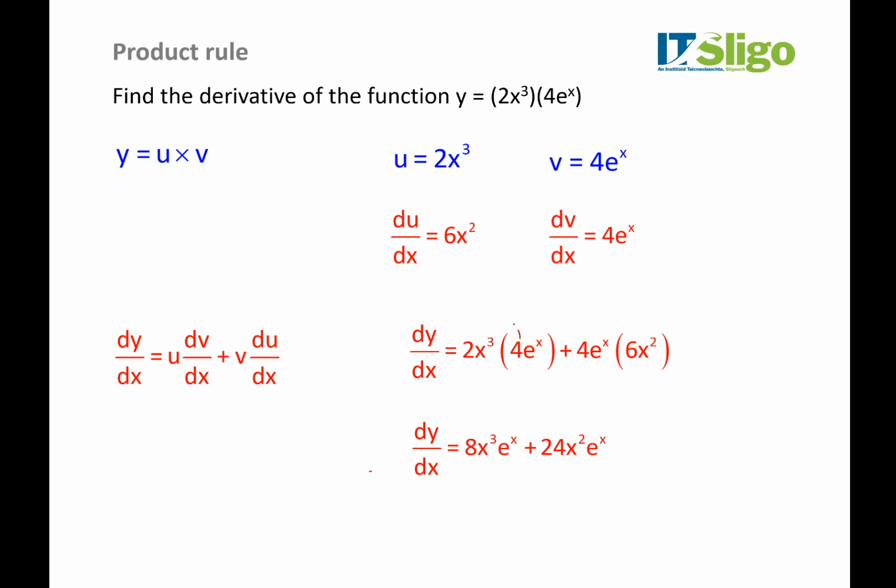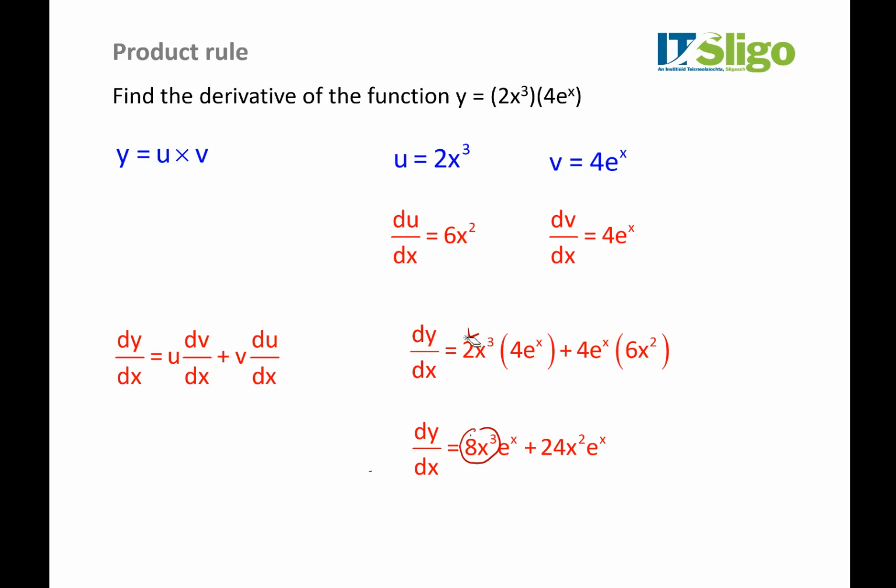So we bring the number to the front. That's what gives us the 8. 8x cubed by e to the power of x. And again, these move in here. So the number moves to the front. 6 by 4 is 24, numbers do what numbers do. x squared. And then e to the power of x.